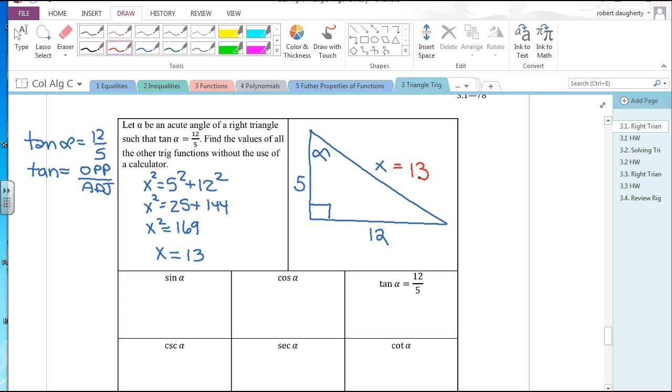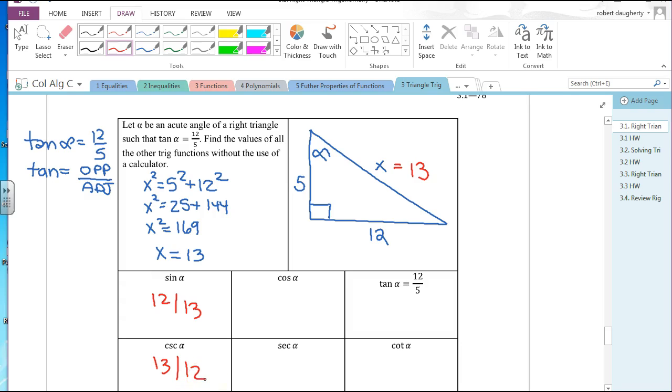So, what's the definition of sine? Yeah, opposite over hypotenuse. So what is the sine of alpha? Yeah, so it is 12 over 13. The cosecant is the reciprocal of sine. So what's the cosecant? Yeah, 13 over 12.